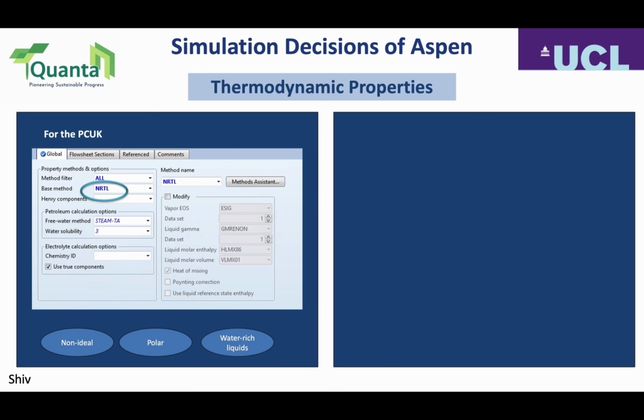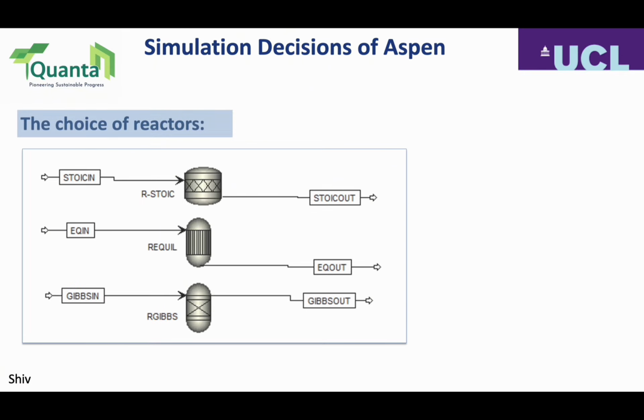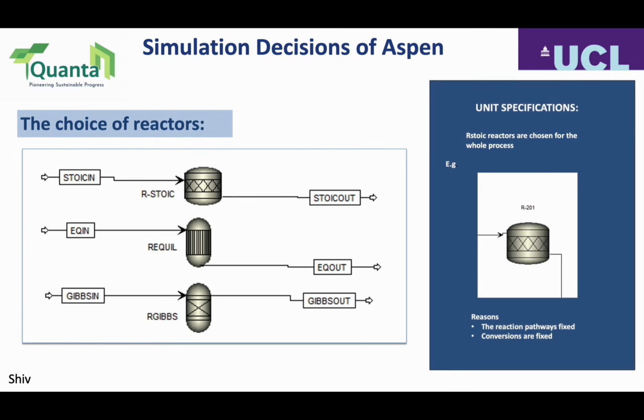For the Ostwald process, we decided to use ELEC NRTL, as it is more tailored to handle systems with electrolytes, which are present in the process. For example, the Ostwald process is responsible for producing nitric acid, which is a strong acid, meaning ion dissociation is present. For our processes, we use R-Stoichiometric reactors because the reaction pathways and the conversions had already been researched and fixed in advance, while R-Equilibrium and R-Gibbs were not suitable since they would instead calculate the new equilibrium outcomes or minimize energy based on all possible products.